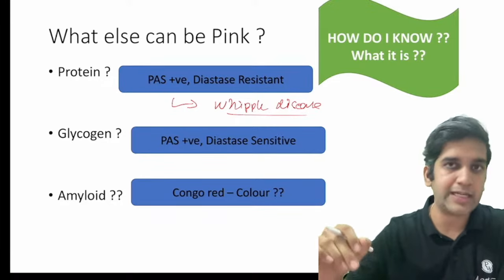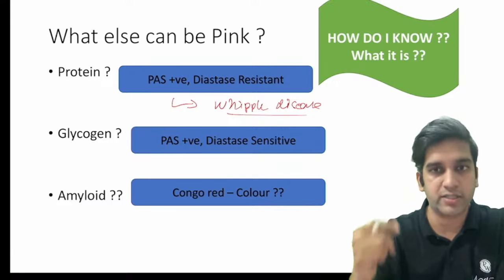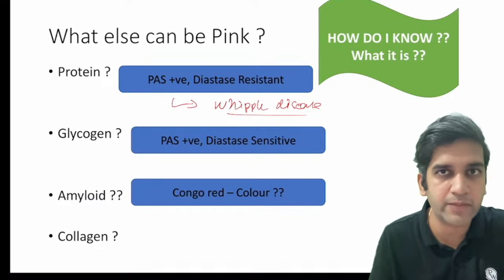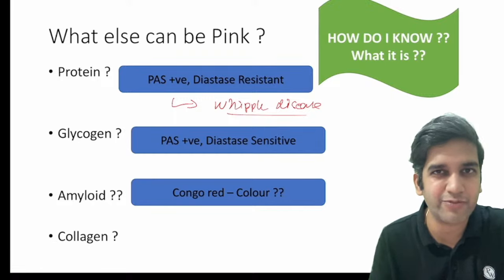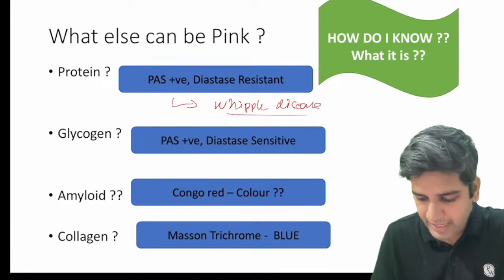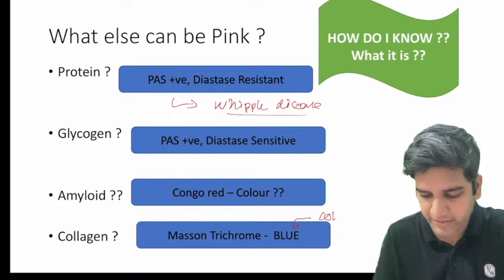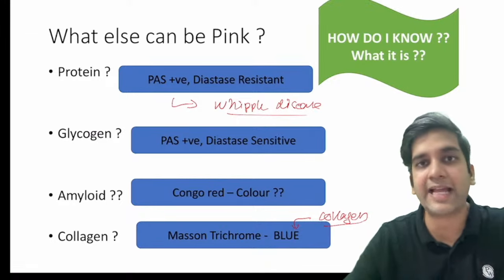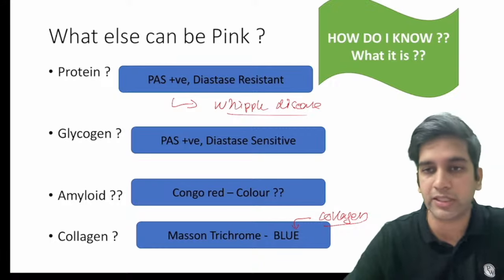Like I said, this entire class is about connecting the dots, right? That's our entire goal. And collagen is also pink in color. What's the stain for collagen? Anyone? You know the stain for collagen, right? Stain for collagen is Masson's trichrome, and collagen will be blue in color in case of Masson's trichrome. There are three colors: red color for muscle, black color for nucleus, and collagen will be blue in color, right?